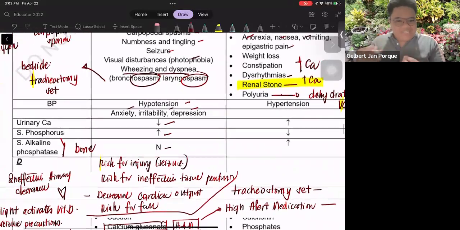Again, the kidney will attempt to pull it out of the body. Phosphorus, inverse relationship, it would decrease. And then alkaline phosphatase would be increased. As mentioned earlier, the alkaline phosphatase is because of the increased work of the liver, plus of the kidney. Okay?